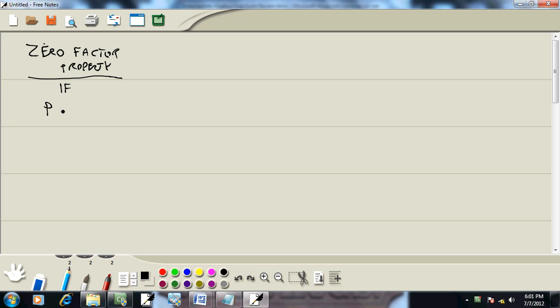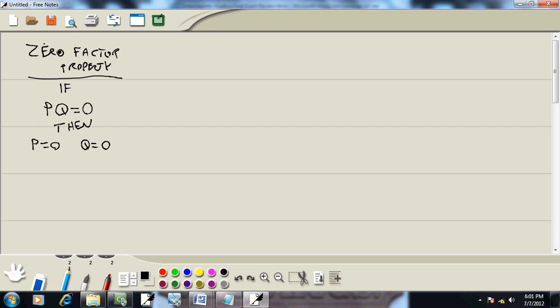It says if you've got something times something else equal to 0, like p times q is equal to 0, then you can set each factor equal to 0. So I set p equals 0, and I'll set q equal to 0. Now, it does not matter what p and q are. They can be monomials, binomials, trinomials. They can be anything. As long as you have them written as a product and 0 on this side, then you can set them both equal to 0.